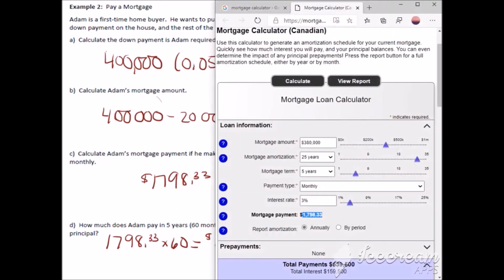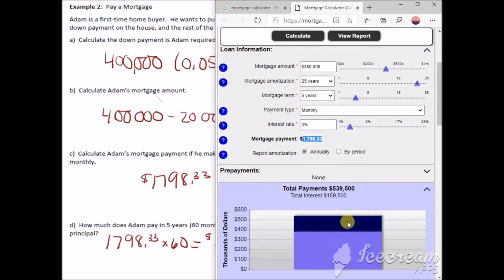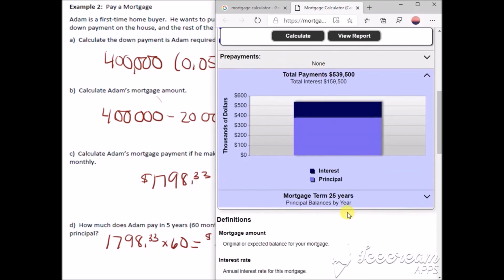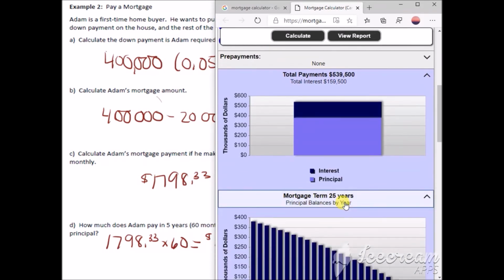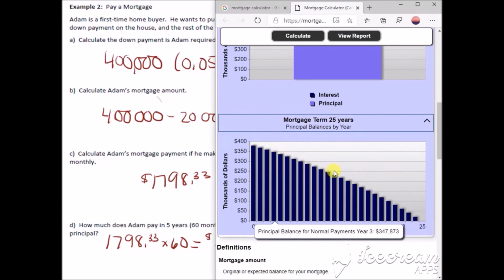So we can go back to that online calculator. And this is kind of like an amortization table here. This one's annually though. So principal balance for normal payments. So this is if you're starting at $380,000. Principal balance for normal payments in a year. So after 1 year, 2, 3, 4. This is the 5th year. $324,804.